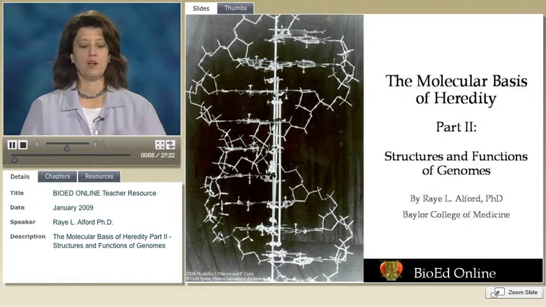The model was constructed from metal scraps obtained from a machine shop. Drs. Watson and Crick published their proposed DNA structure in the journal Nature in 1953. For their work, Drs. Watson, Crick, and Wilkins were awarded the Nobel Prize in Physiology or Medicine in 1962.